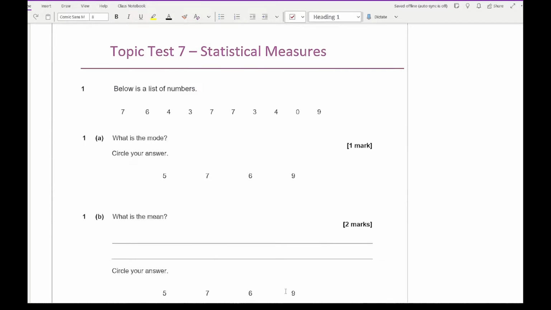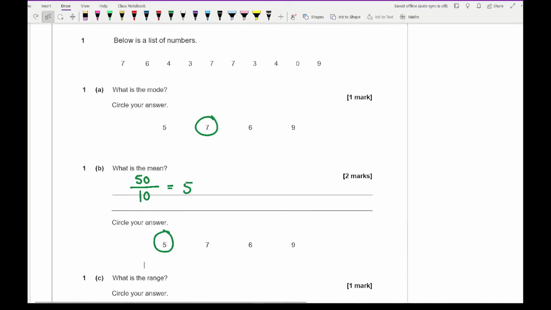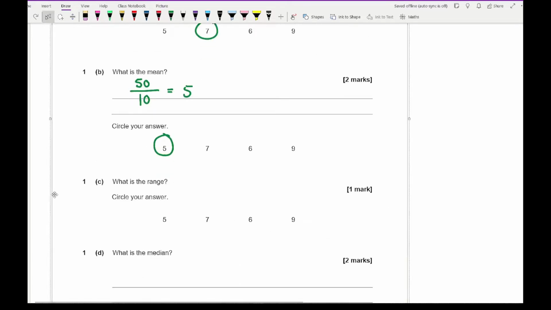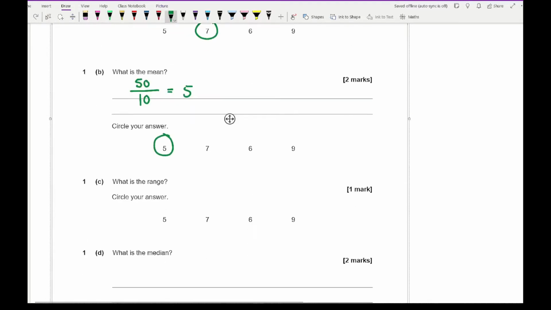So the mode is the number that appears the most, and from this it's going to be 7. It then says what is the mean, so what we need to do is add all of those numbers up, and if we add them up all correctly we should end up with a score of 50, and if we divide that by 10 we should get an answer of 5, so we just need to circle the number 5. Then for question 1c it says what is the range. Well, the range is the biggest number take away the smallest number, so looking at the list it's going to be 9 take away 0, which is 9.